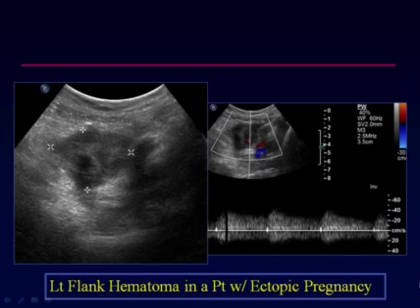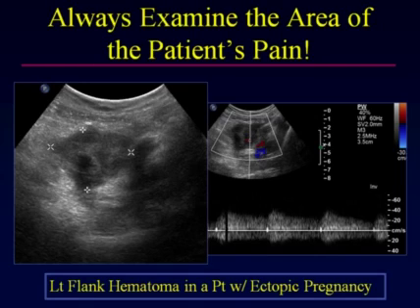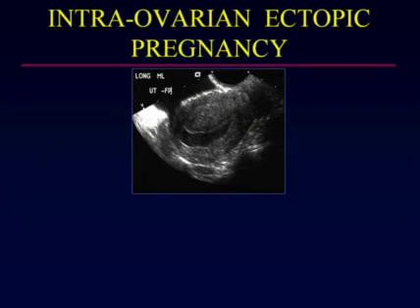This is a patient who had an intra-abdominal pregnancy in the left flank. Again, this looks like a pregnancy in the adnexa. It just looks like an adnexal hematoma, but it was in the upper abdomen. So again, intra-abdominal ectopic pregnancy is extremely rare, but it is absolutely critical that you always examine the area of the patient's pain, because that is where the pathology is likely to be.